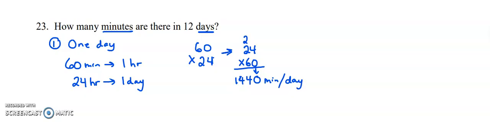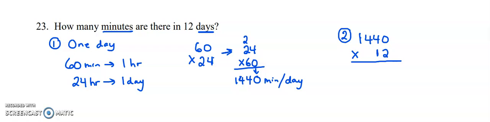But the question wants to know for 12 days. Okay, I can do that. 1,440 minutes in one day multiplied by 12 days. Now I could flip this around to save myself a little bit of work, but not really, right? Because if I flip it around, I still have 3 rows to go. So I'm going to leave this the way it is, and I'll just deal with that 0 each time. It's just one little 0. It doesn't really make it any shorter to flip this multiplication.